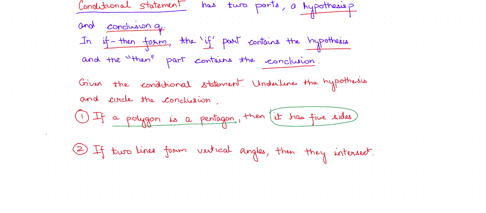Now, if two lines form vertical angles, then they intersect. So again we have to underline the hypothesis, which is two lines form vertical angles, and they intersect is the conclusion. So we have to circle they intersect. Okay, so the if part contains the hypothesis and the then part contains the conclusion. Now let's do the next topic.